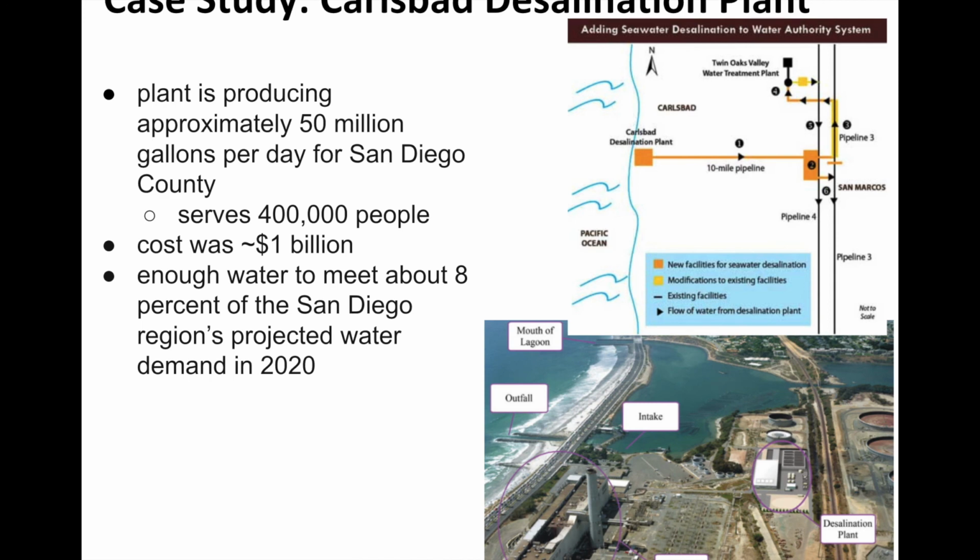This project came online very recently in San Diego, which is the Carlsbad Desalination Plant. Really cool project. It's producing about 50 million gallons per day for San Diego County, so it can serve, I think, about 400,000 people. But it cost $1 billion to build this plant, and it's currently only about to meet 8% of San Diego's projected water demand this year. So it was very expensive.